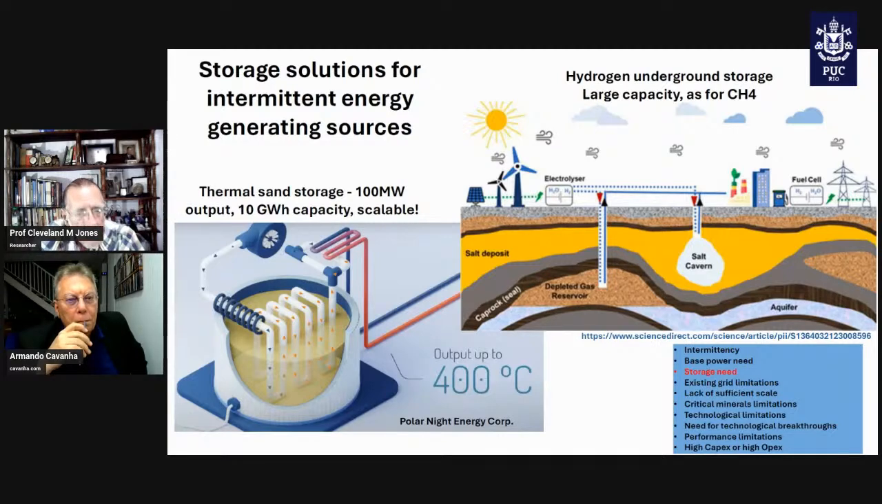They're already beyond the pilot stage, where you have not just 1,000 tons, for example, of storage capacity in sand, but you can have 100,000 tons. Now you're beginning to get to the point where you are able to have 100 megawatt capacities and 10 gigawatt hours of storage. That is substantial. It's still not cheap, but it's feasible, and in some cases it's necessary because you have to have that backup.